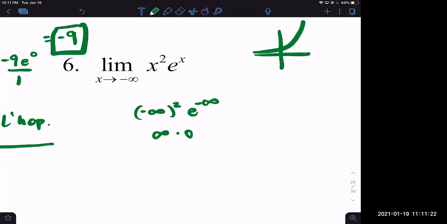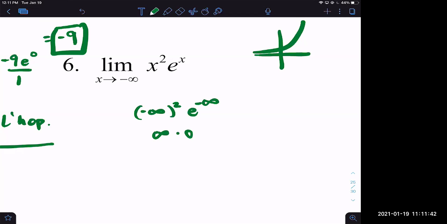Infinity times 0 is indeterminate. You might think, well, wait, infinity times 0 is always 0. Not necessarily. As we take a limit, it could be something different. So a limit of this product is indeterminate. We want to rewrite this either as 0 over 0 or infinity over infinity. So it needs to be a fraction of some kind.